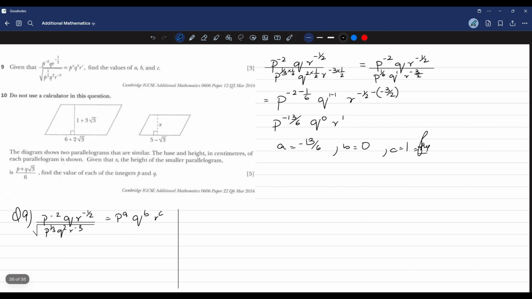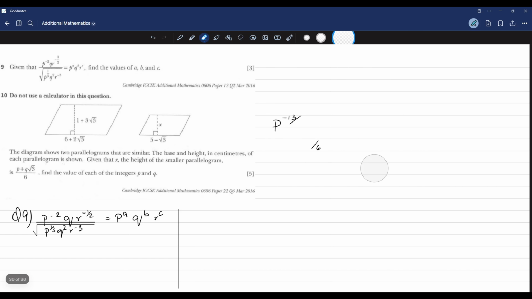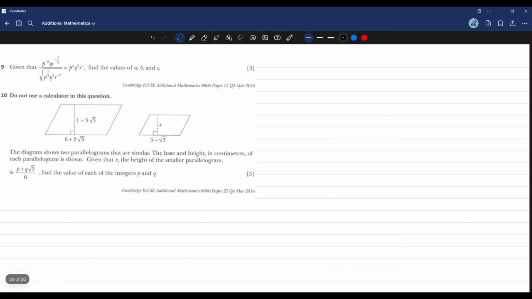Yeah, I think for question number 10, I need some space. I'm going to raise this up. Okay. For question number 10, they have told us the diagram shows two parallelograms that are similar. The base and height in centimeters of each parallelogram is shown. Given that x, the height of the smaller parallelogram, is p plus q under root 3 divided by 6, find the value of each of the integers p and q.